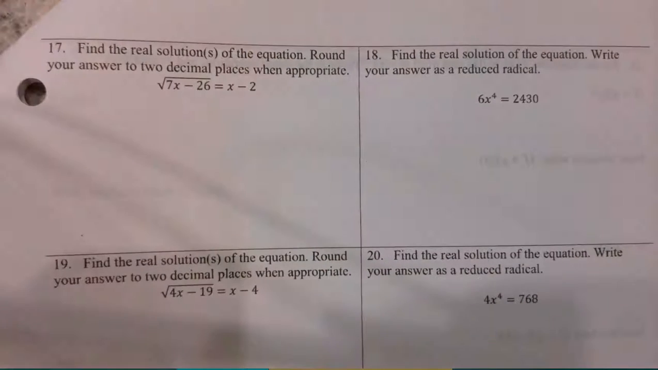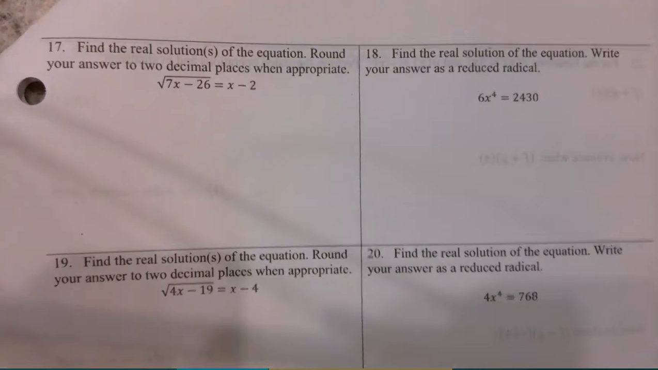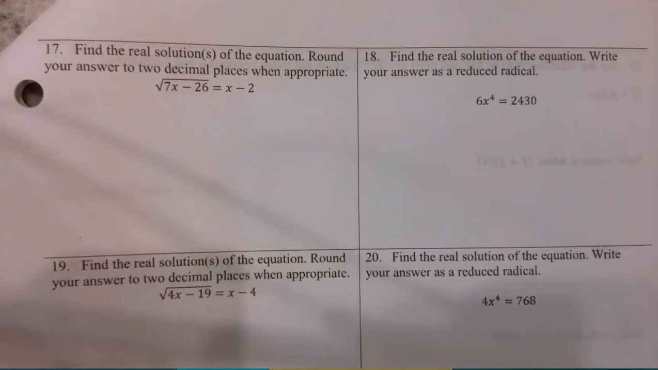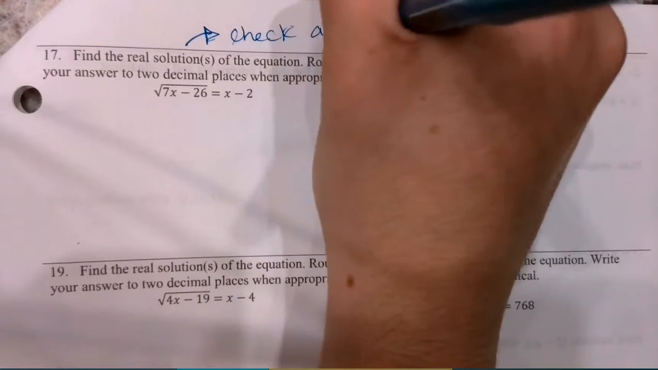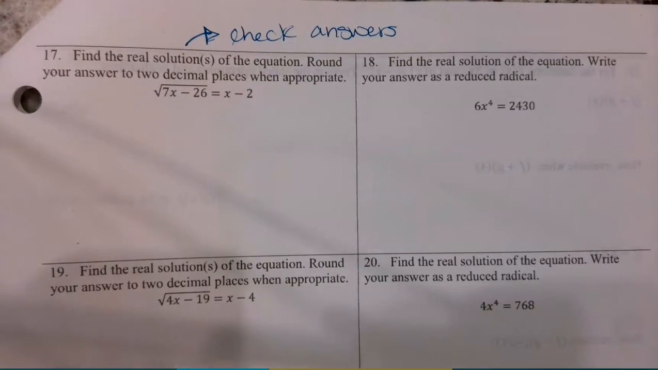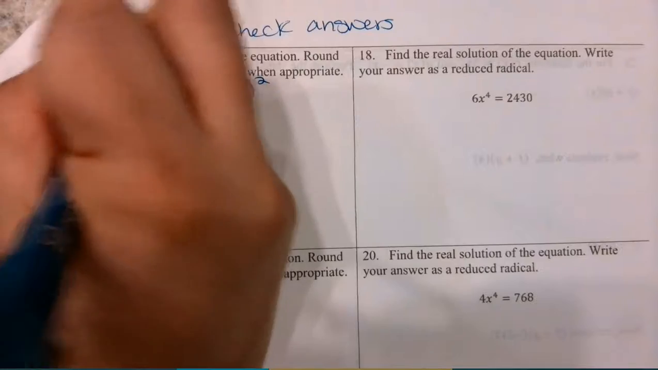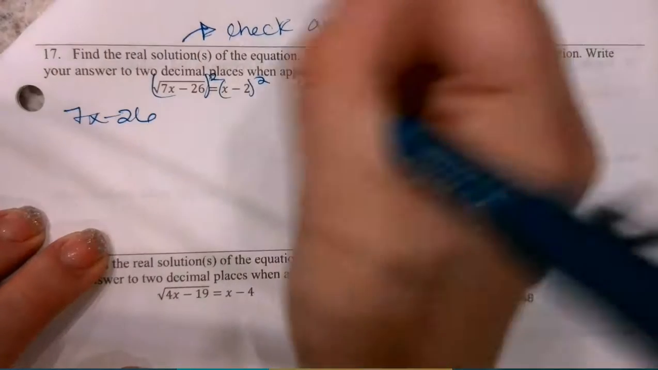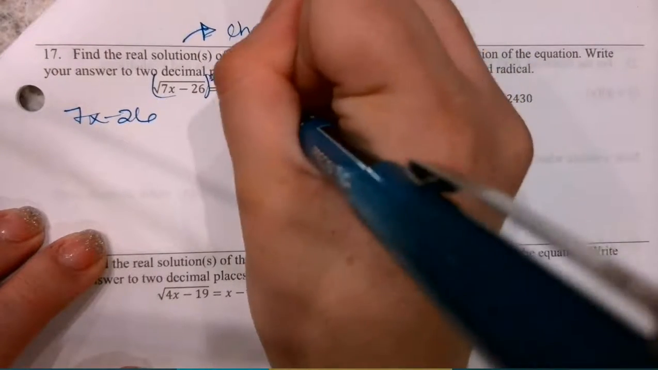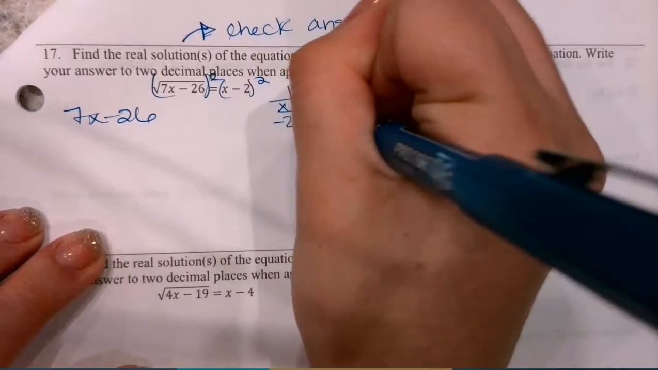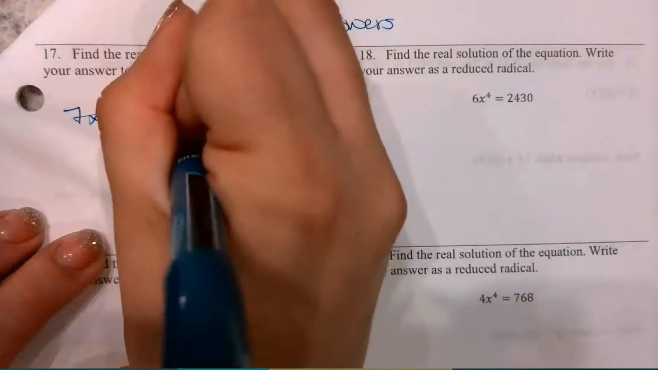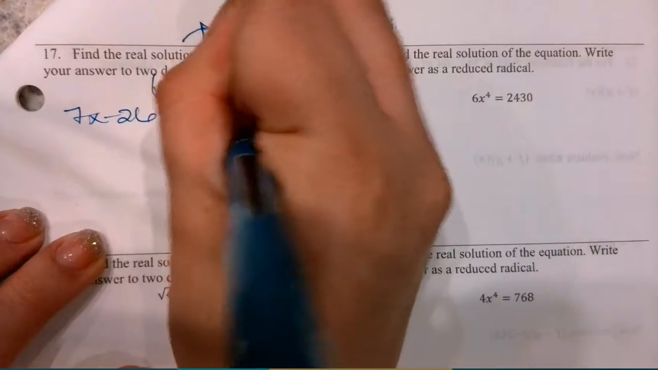Okay. These are the ones where I can have multiple solutions. It wants me to find the real solutions, so I have to check my answers. And then I need to round to 2 decimal places when appropriate. So this one, to get rid of the radical, I'm going to square both sides. On the left, I get 7x minus 26. On the right, remember I'm having x minus 2 times x minus 2, which gives me x squared, negative 2x, and positive 4. If I combine like terms, it'll give me x squared minus 4x plus 4.